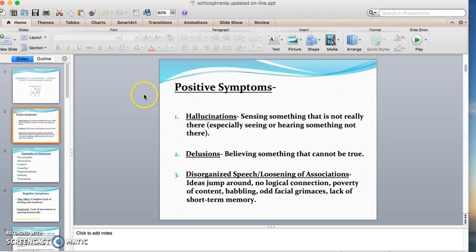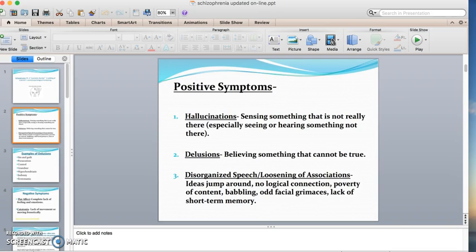Okay, so positive symptoms of schizophrenia. Actually, let me make this slide bigger here. Positive symptoms are things that are there that shouldn't be there: hallucinations, delusions, disorganized speech, or looseness of associations. These are all what we would call positive symptoms. A hallucination is any sensory experience, and you have the five senses: hearing, seeing, touching, tasting, or smelling, of something that's not really there.